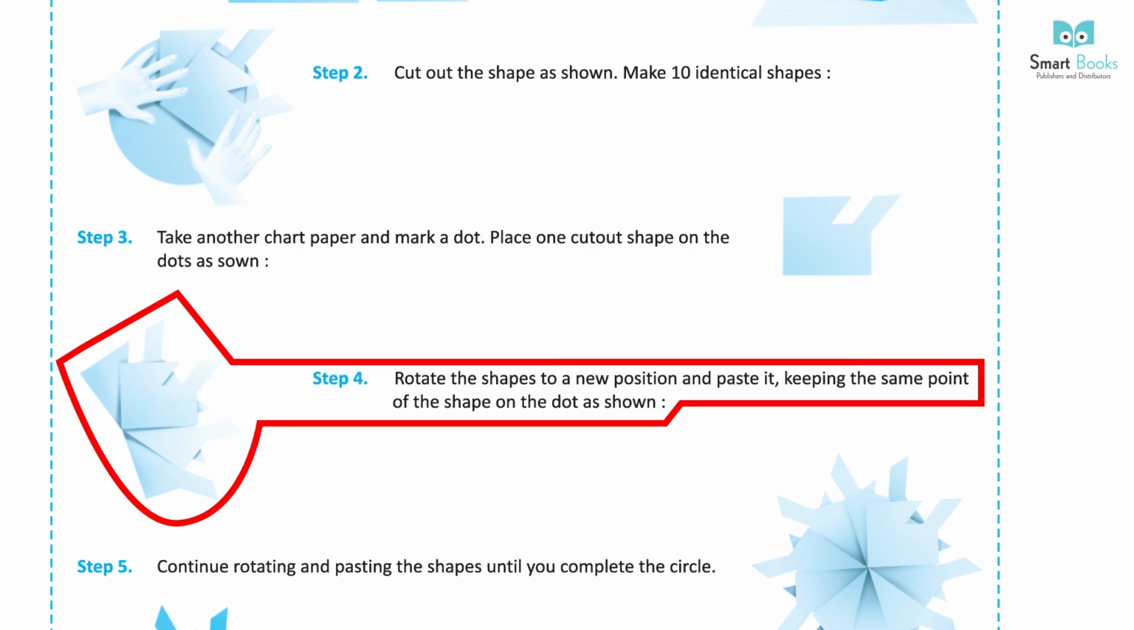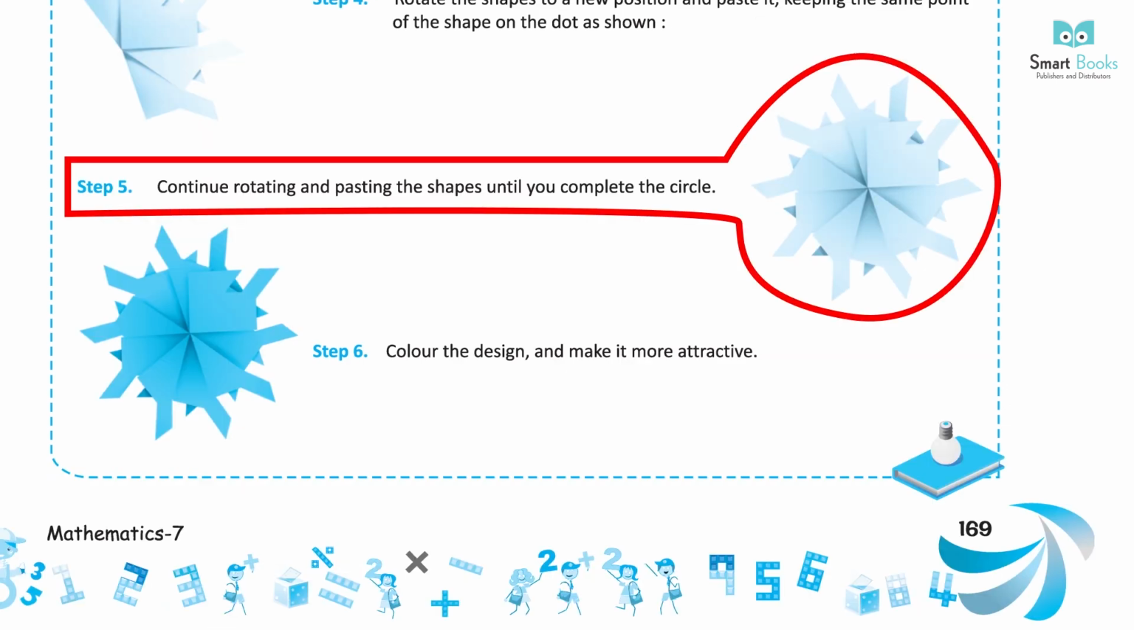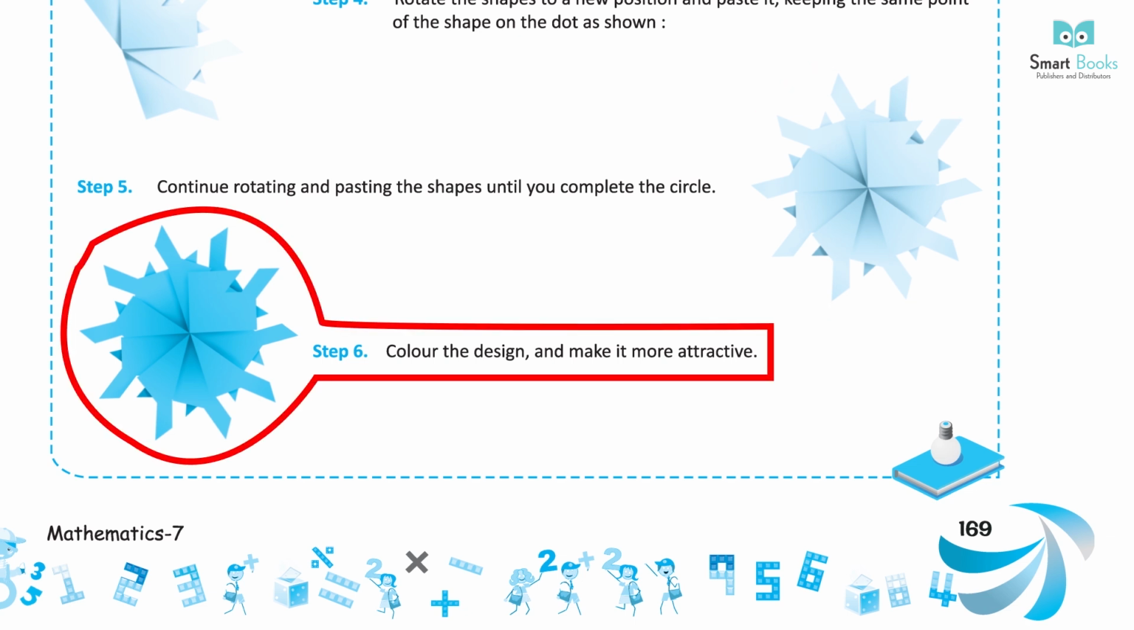Step 4. Rotate the shapes to a new position and paste it, keeping the same point of the shape on the dot as shown. Step 5. Continue rotating and pasting the shapes until you complete the circle. Step 6. Color the design and make it more attractive.